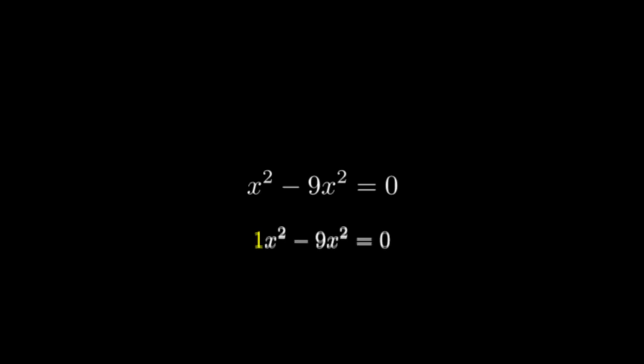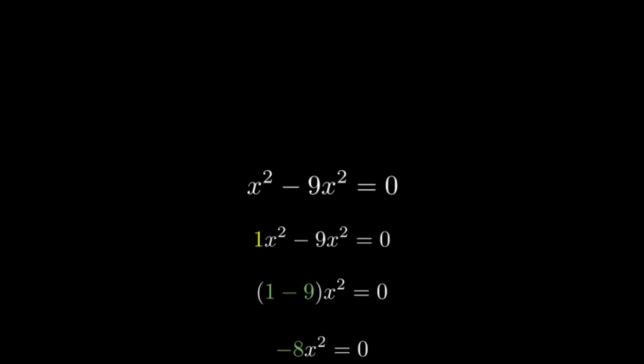Since both terms have the same variable x squared, we can factor out x squared and group the coefficients together. This is similar to how we would combine like terms in an expression. We get 1 minus 9 in parentheses multiplied by x squared equals 0. Now we can simplify the expression inside the parentheses. 1 minus 9 equals negative 8. So our equation becomes negative 8 times x squared equals 0.